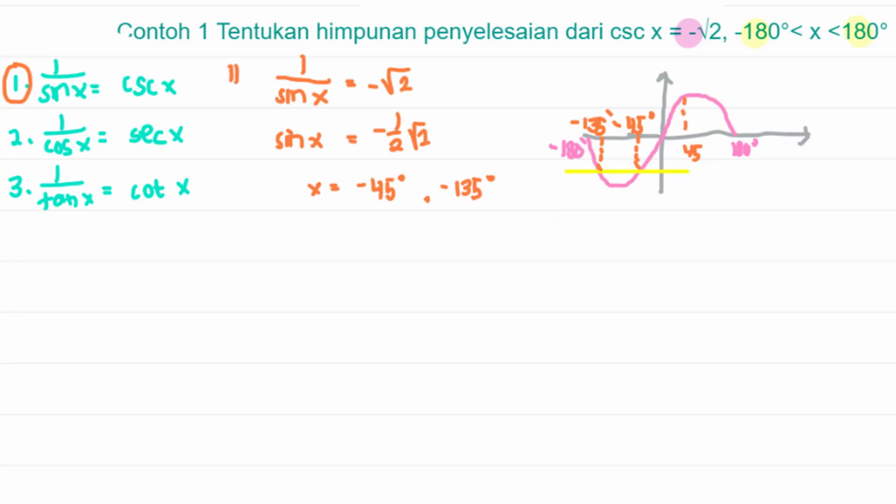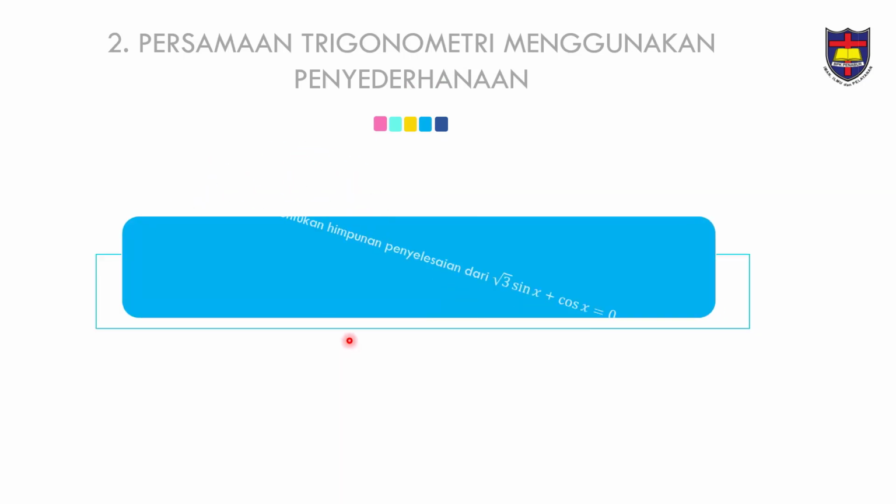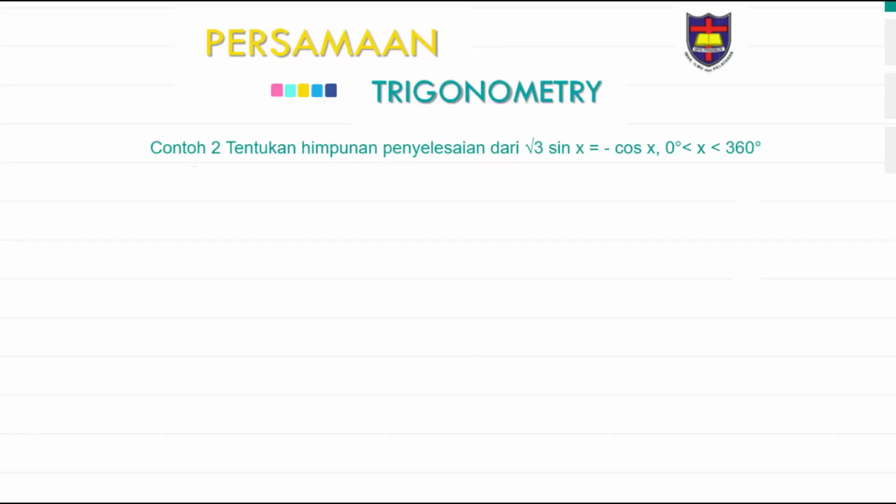Let's go next to the second example. For the second one, we have to solve the trigonometric equation using simplification. So we need to recall all the formulas we have in trigonometry and use them in this kind of example. Let's solve square root of 3 sine x plus cos x equals 0 for the interval of 0 up to 360 degrees. So we have to consider how to make this equation become one term only.